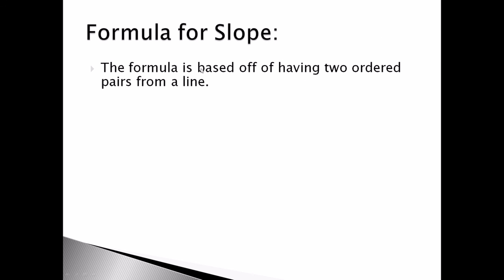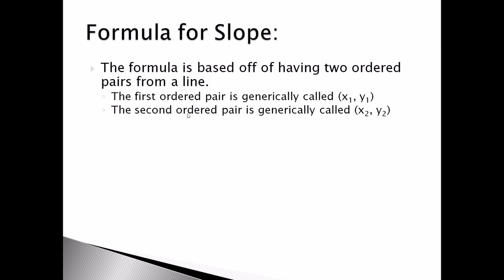There is a formula for slope. The formula is based off having 2 ordered pairs from a line. Now, they're not going to tell you this, but whatever ordered pair they give you first, we're going to generically call it x comma y. But we're going to call it x sub 1, y sub 1 because it's the first x and the first y. So the second ordered pair they give you, we're going to generically call it x sub 2, y sub 2 because it's the second x and the second y.